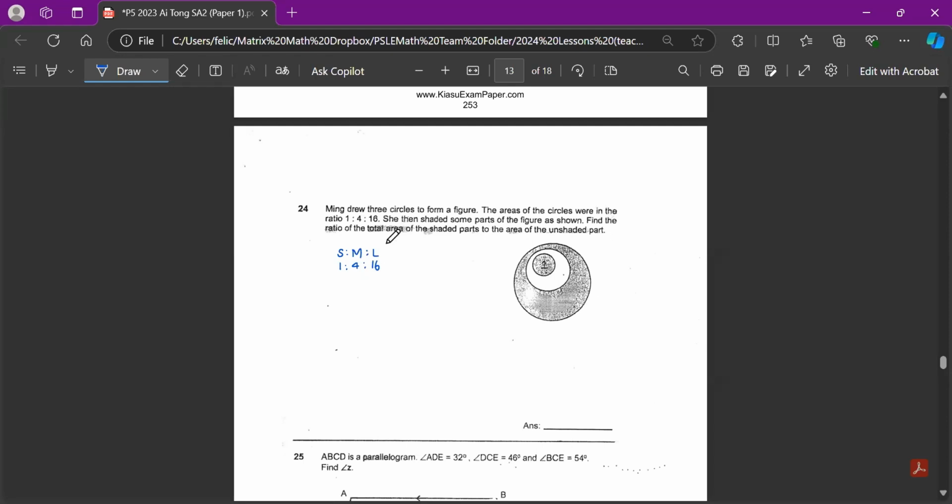Find the ratio of the total area of the shaded parts to the area of the unshaded part. So you can see this diagram as overlapping shapes. The small is overlapping onto the medium circle. Medium circle is overlapping onto the bigger circle. They want the total area of the shaded parts. Let's figure out what the shaded parts are first, to the area of the unshaded part.